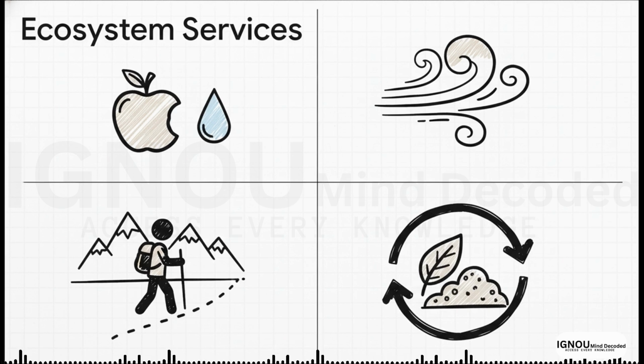They're broken down into 4 types. First, you've got provisioning services. These are the actual products we get, like food, water, and fuel. Then there are regulating services. These are the benefits we get from the processes themselves, like how forests help regulate the climate or how wetlands purify our water. Third, we have cultural services. These are the non-material good things, like the feeling of peace you get when you're hiking in the mountains. And finally, you have supporting services, which are the foundation for all the others, things like nutrient cycling and creating new soil. Without these, none of the others could even happen.